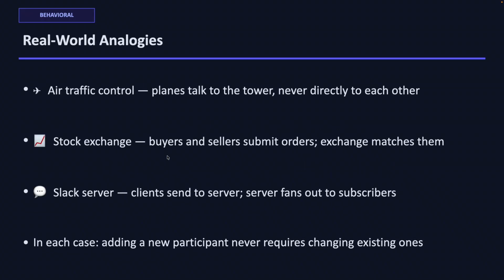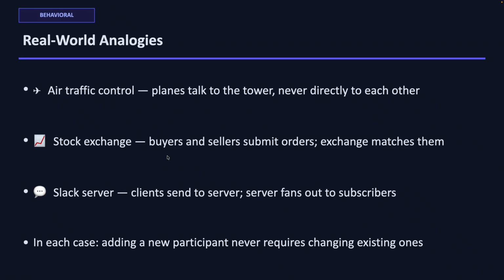Here are 3 real-world analogies to give a better idea of the mediator pattern. The first one is air traffic control. The planes don't communicate directly with each other in the air. They all talk to the control tower. So the tower knows every plane's position, altitude, and flight plan, and it coordinates such as who lands first, who circles, who reroutes. So the tower is the mediator.